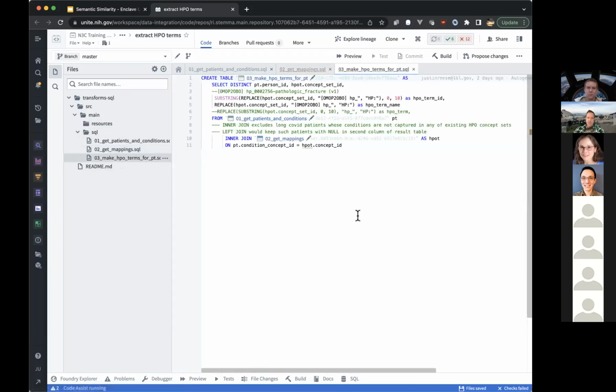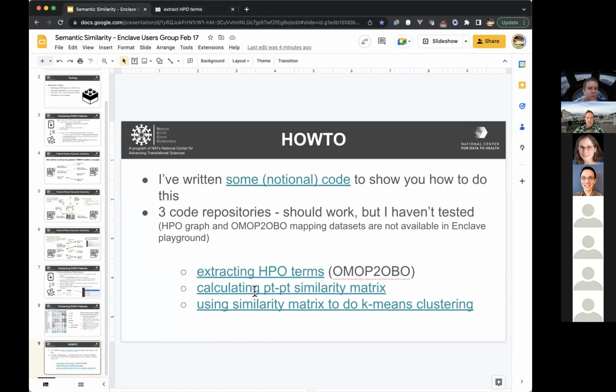And then this is some fairly ornate code to do the translation for each patient. In transform 1, we got all of the conditions for all the patients, and now we're just translating them to HPO terms if there's a mapping. Like I said, this is notional code. It's likely that you'll have to play around with it, or hack it up if you want to do something in your project. Okay, so now we have the HPO terms.